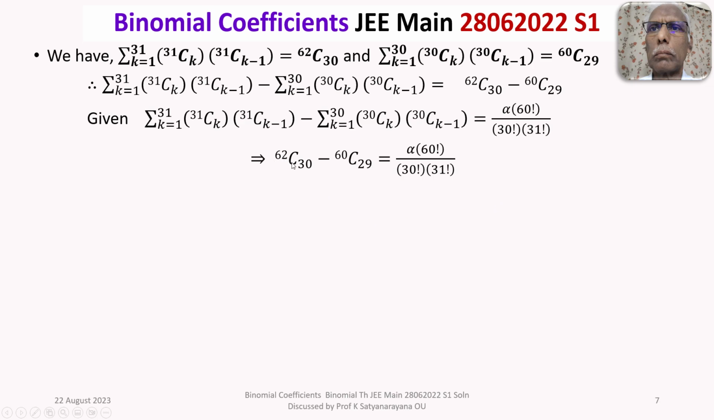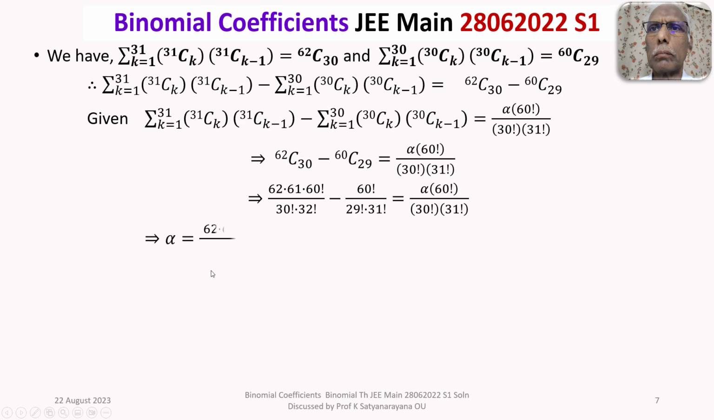Now we have written 62C30 as 62 factorial by 30 factorial into (62 minus 30), 32 factorial. But that 62 factorial we have written as 62 into 61 into 60 factorial, minus 60 factorial by 29 factorial into (60 minus 29), that is 31 factorial. This is equal to alpha into 60 factorial by 30 factorial and 31 factorial. Now what we see is 60 factorial in the numerator throughout, cancel, and then multiply both sides by 30 factorial, 31 factorial, then you will get alpha.